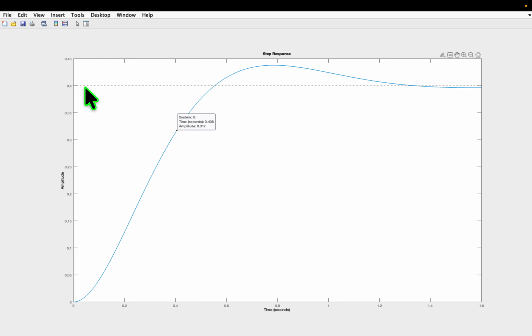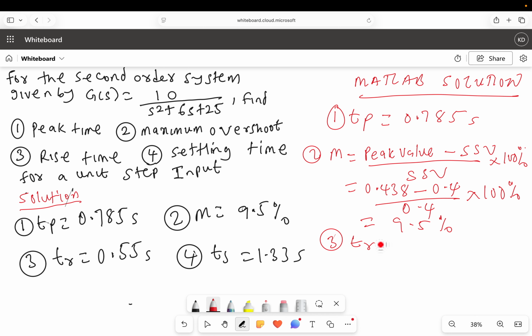So if you sub that, you'll end up with 9.5%. So just a proof that the steady state value is 0.4, you can see this dotted line is showing you the steady state value, which is 0.4. So the rise time is the time taken to move from 0% to 100% of the final value, which is 0.4. So it started from 0 up to the first time we reach 0.4. So you can see this is the first time we reach 0.4, and we have 0.554 seconds. So our rise time is just 0.554 seconds from the response.